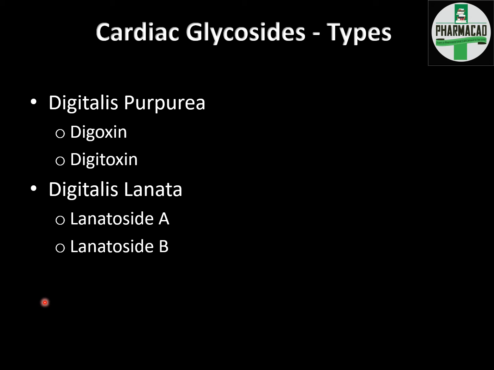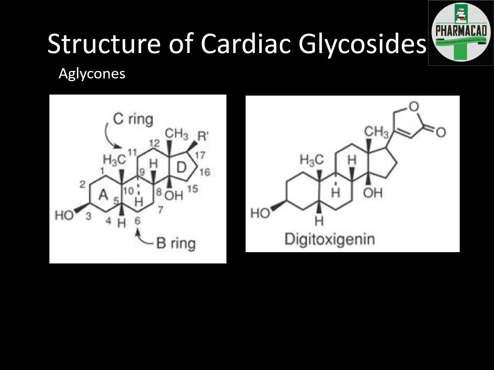Let's see the chemical structure of all these cardiac glycosides. The structure of a cardiac glycoside consists of two parts. First, the sugar part, glyco, which represents sugar, and the second part is non-sugar, that is aglycone. So glycone plus aglycone is the structure of cardiac glycosides. Now, let's see first the structure of the aglycone part, and then we will see how the sugar part is attached to this aglycone.